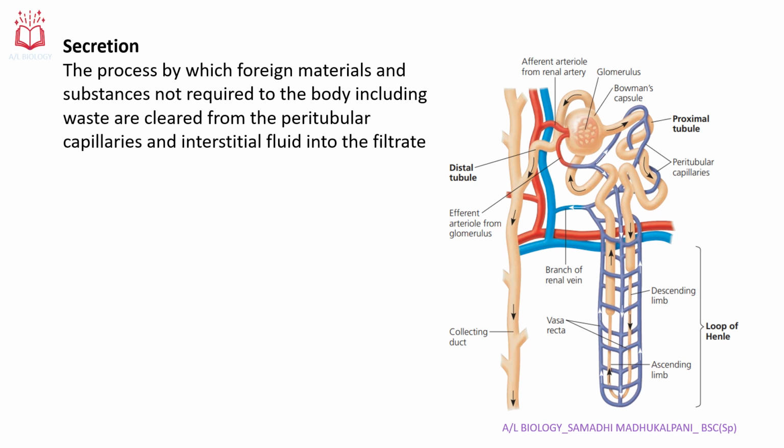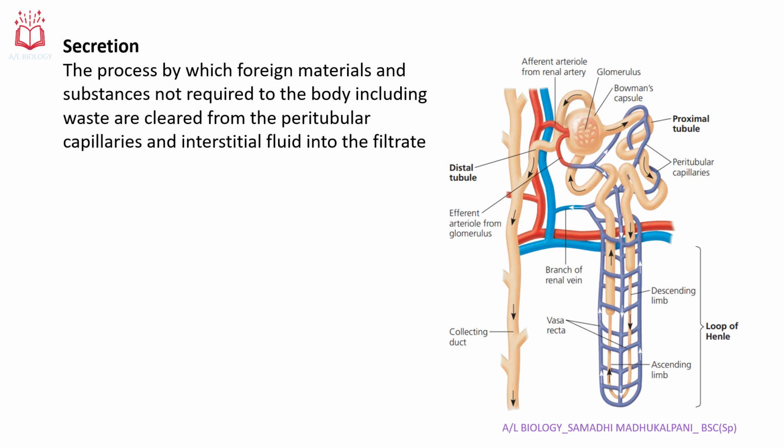Secretion is the next step in urine formation. Secretion happens in the opposite direction of reabsorption. That means materials from the peritubular capillaries and interstitial fluid enter into the filtrate. This is required because some substances may not be entirely filtered in the glomerulus due to the short time they remain in the glomerulus.